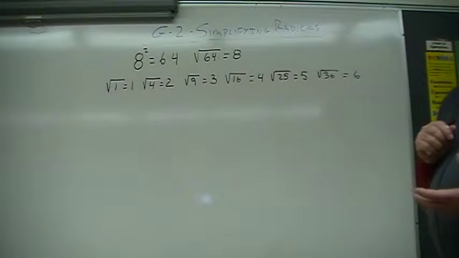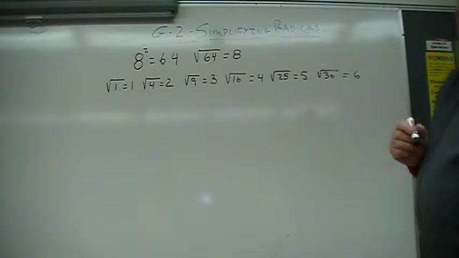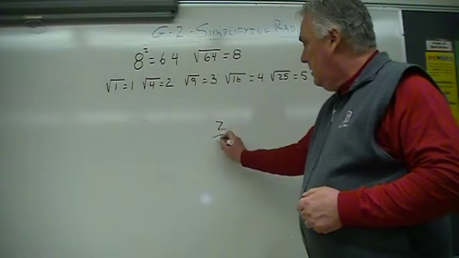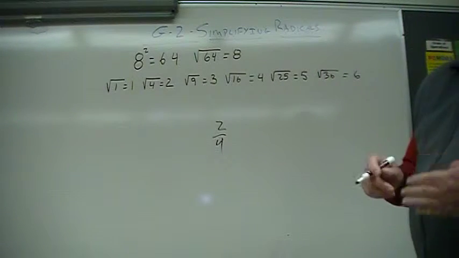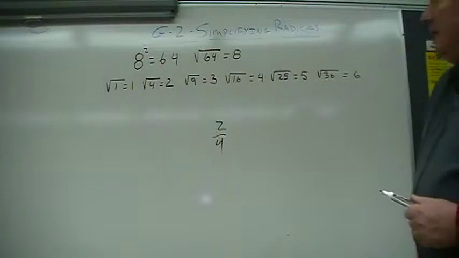When given a radical, put it in simplest form. We know from middle school and elementary school that if you have a fraction, 2/4, that's not in simplest form, and we need to be able to simplify that to a half.